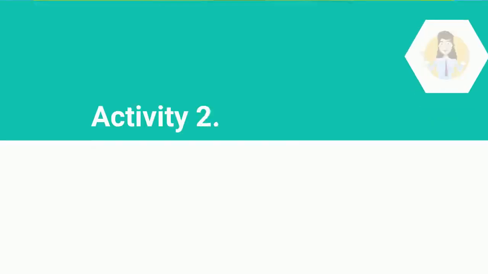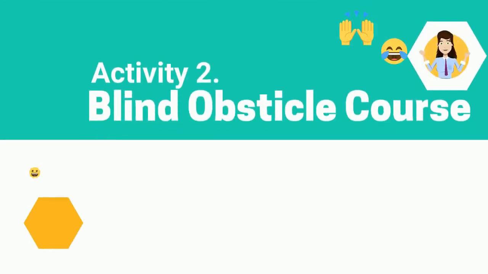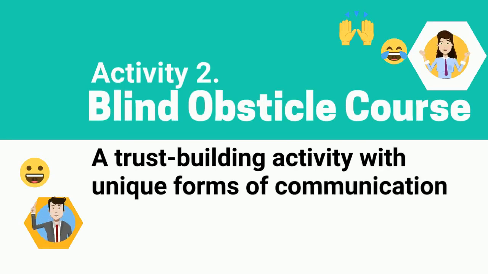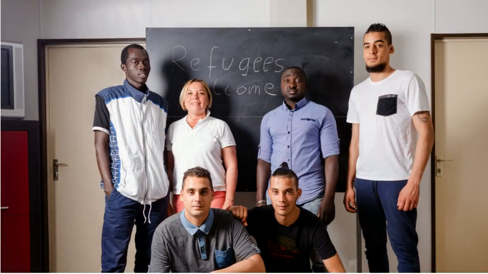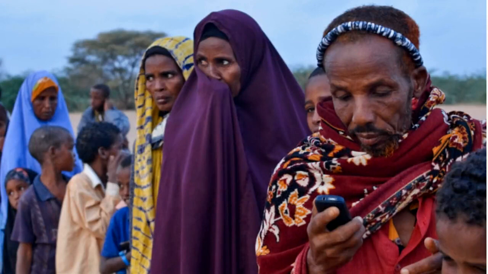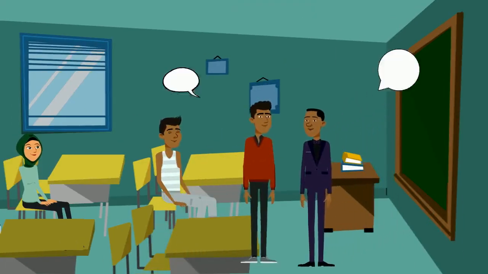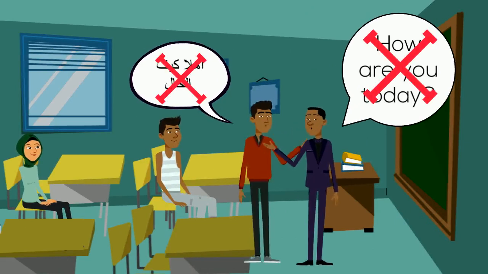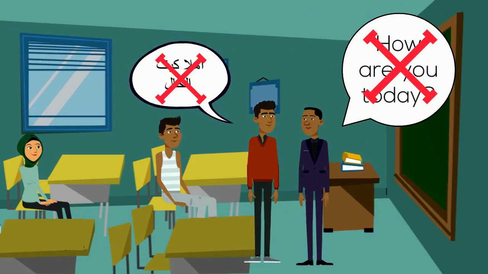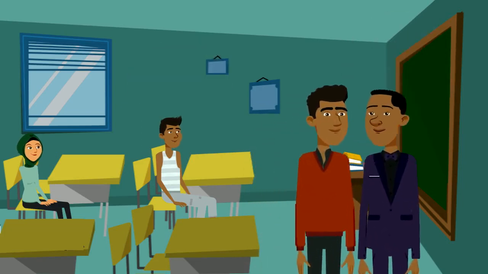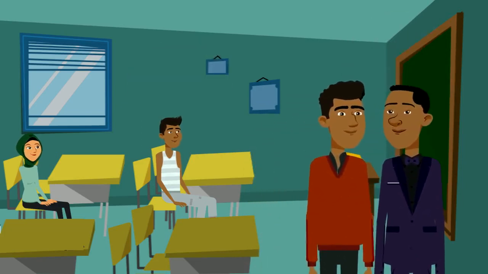Activity 2. The Blind Obstacle Course. A trust-building activity with unique forms of communication. Welcome Home International has a unique experience with its learners as they're refugees. They often have no common language with the tutors, the dynamic is unbalanced and the cultural differences are huge. This exercise is to be done by learners as well as tutors. It removes most forms of standard communication, therefore developing intimacy, exploring trust and experiencing vulnerability. This allows everyone to begin learning on level ground.